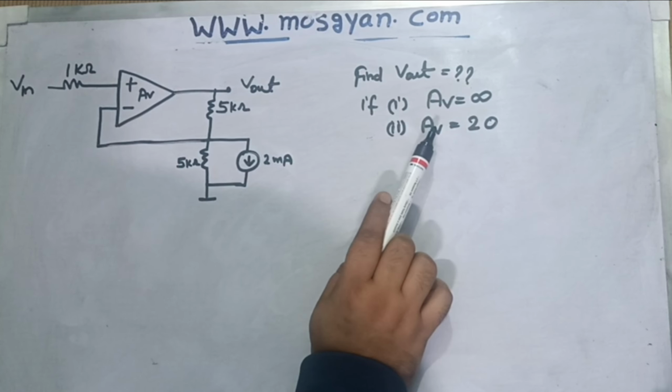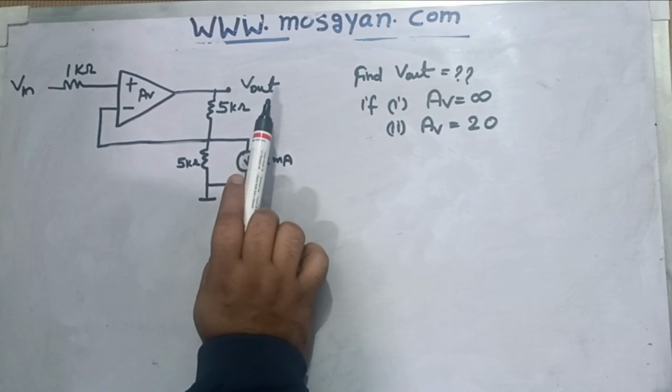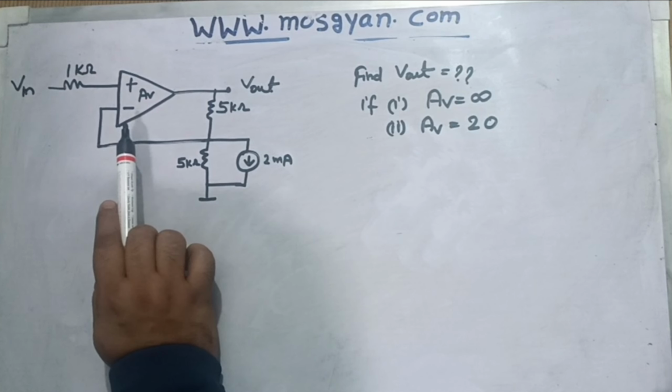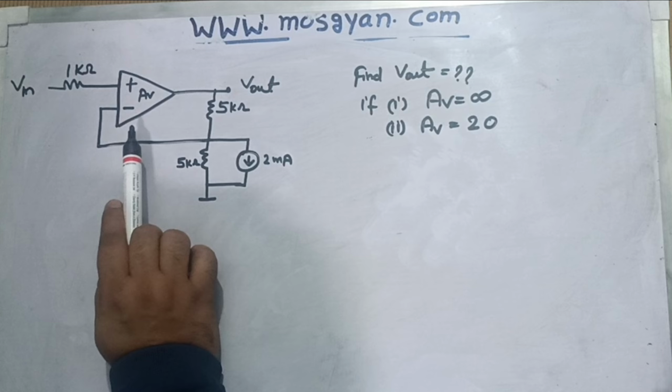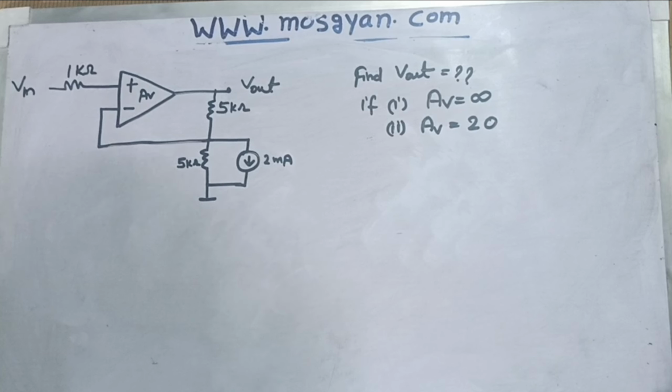In the first case, we have to assume that the gain of this op amp is infinite, that means the op amp is ideal, then what will be the value of V out? And when the gain of this op amp is finite, that means 20, in that second case, we have to find the V out value. So let's start solving this question.